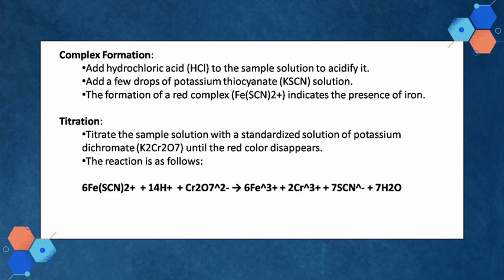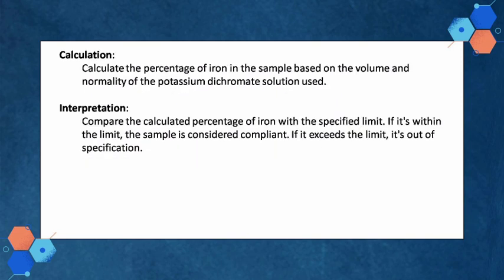The reaction is as follows. 6Fe(SCN)2+ + 14H+ + Cr2O7 2- gives 6Fe3+ + 2Cr3+ + 7SCN- + 7H2O. Next, calculation. Calculate the percentage of iron in the sample based on the volume and normality of the potassium dichromate solution used.